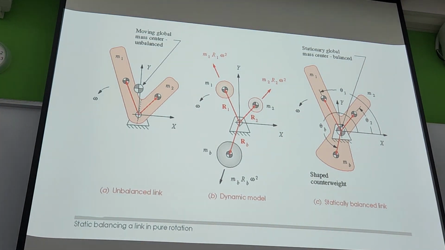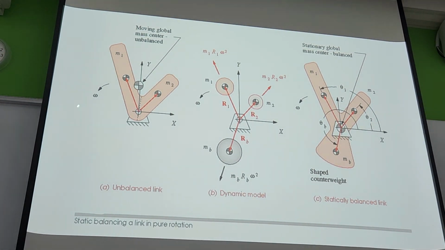When this link rotates, because the mass center is not aligned with the axis of rotation, it causes a lot of vibrations. So this becomes an unbalanced link.